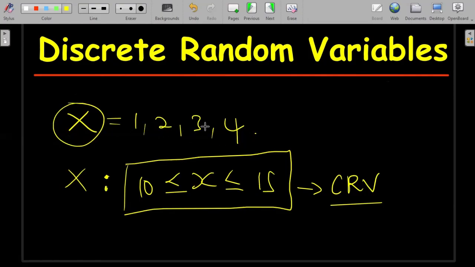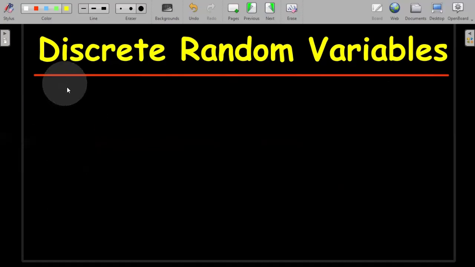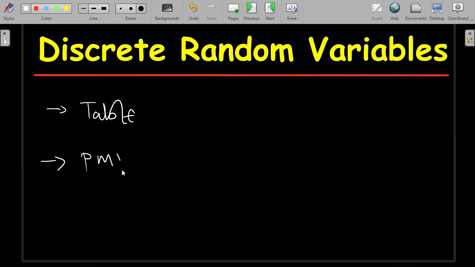In short, a discrete random variable is a type of variable that takes on distinct countable values, and it's typically represented by a probability distribution. This probability distribution can be represented in two ways. The first one is the table form, or you can use the PMF, which means probability mass function.